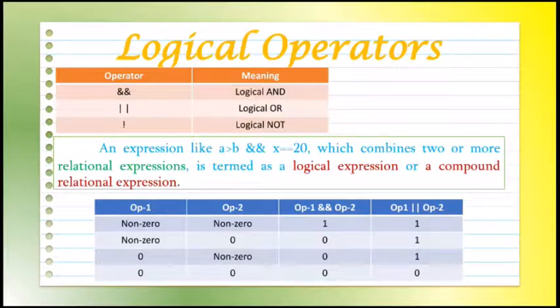And if both the operands' values are 0, then logical AND will be 0 and the logical OR value will also be 0.